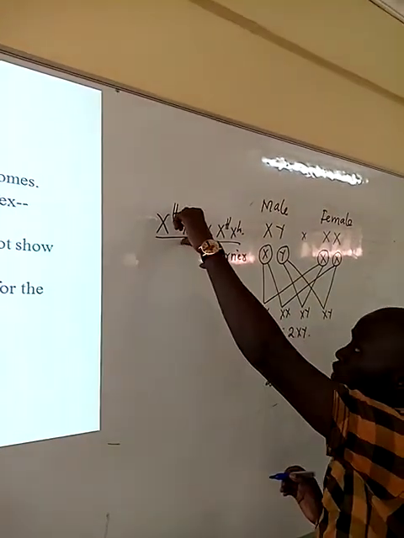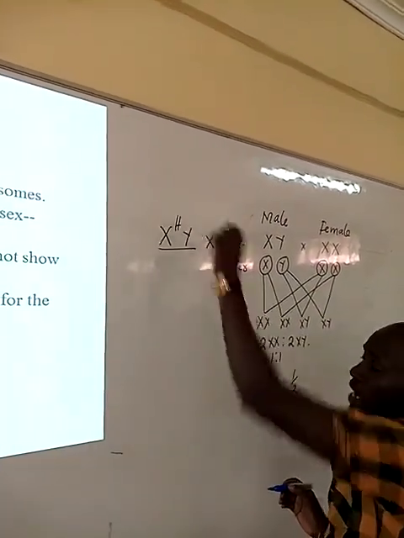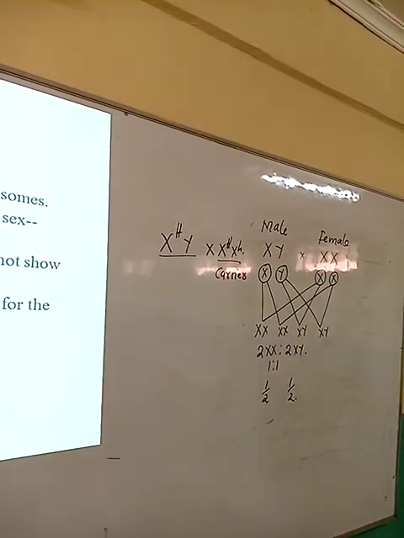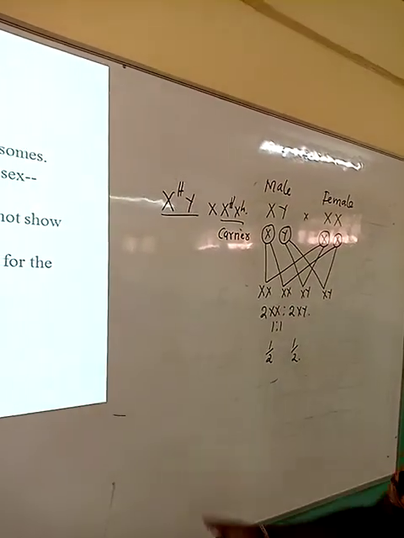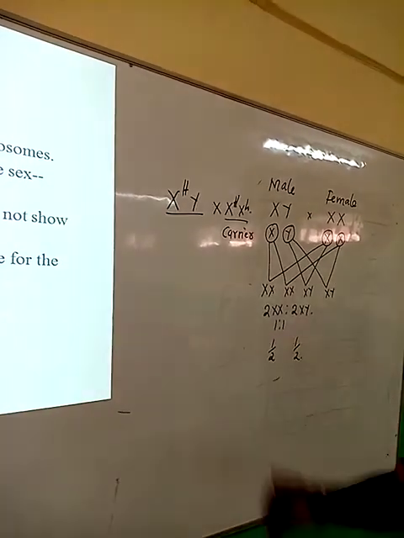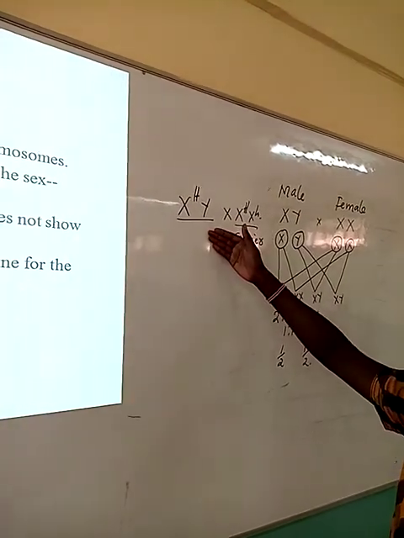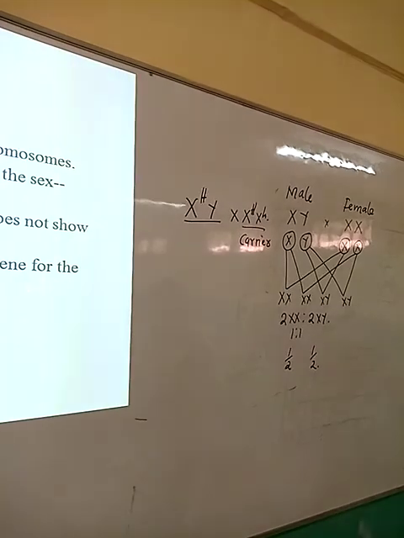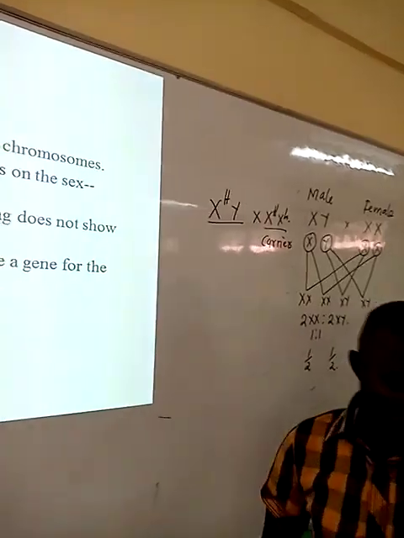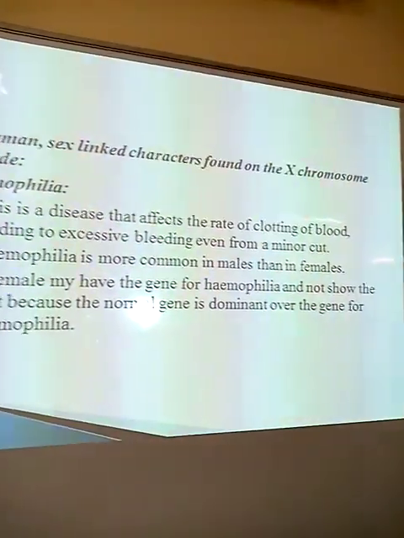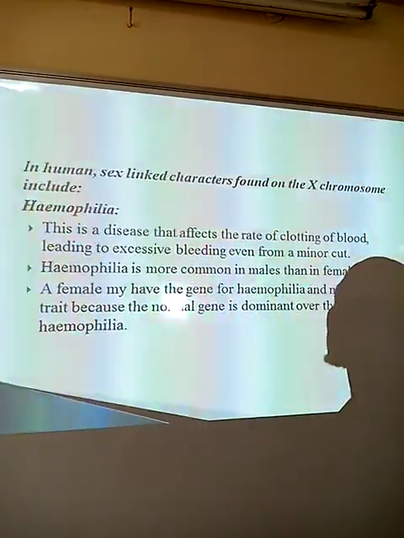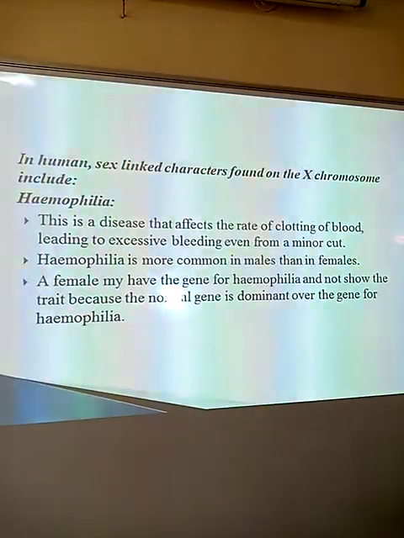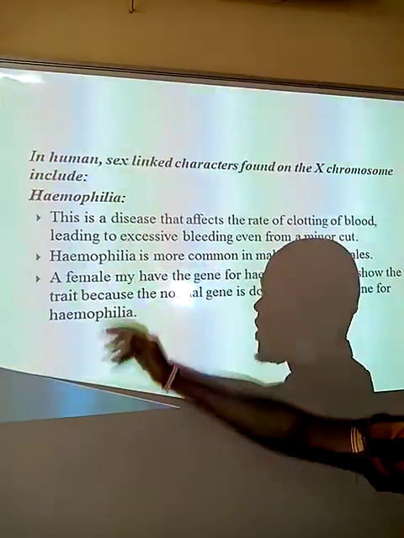Because hemophilia is a trait that is not carried on the Y chromosome, most of the characteristics that are carried on the Y chromosome are characteristically male, but females do not have the Y chromosome, and hemophilia is not carried on the Y chromosome. So you can see that in humans, for example, the sex-linked characteristics are found on the X chromosome. They include the following: hemophilia.